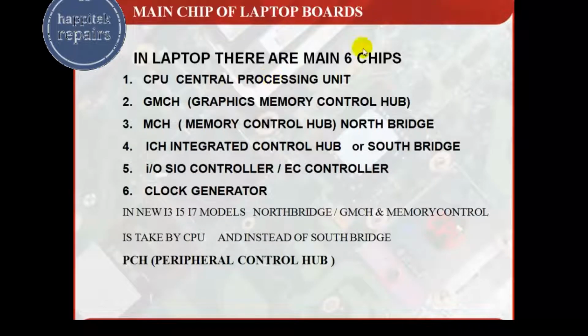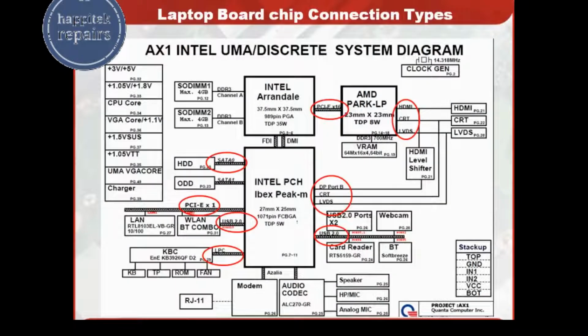In a laptop there are 6 main chips: CPU, central processing unit; GMCH, graphics memory control hub; ICH, integrated control hub; IO-IC and clock generator. Then additional audio and LAN ICs are there. But in the new i3, i5, i7 there is one single chip, that is the PCH, peripheral controller hub or platform control hub, you can say.